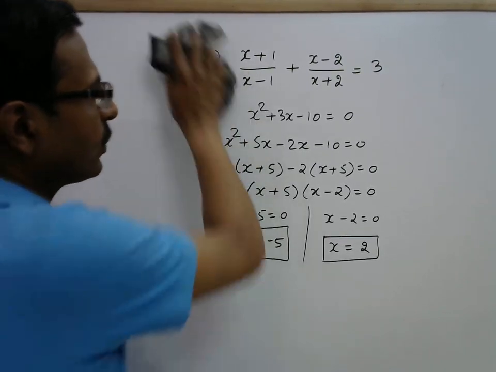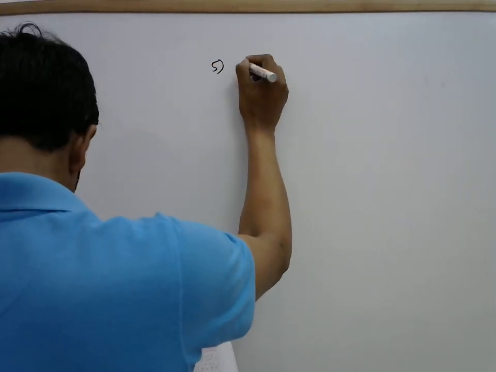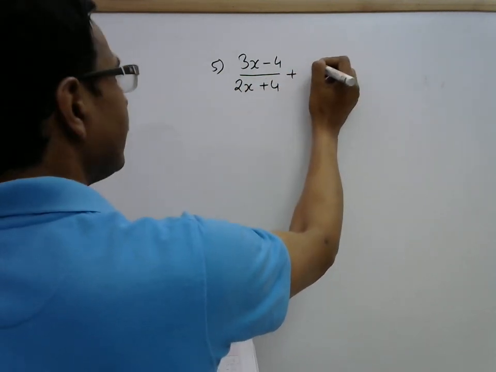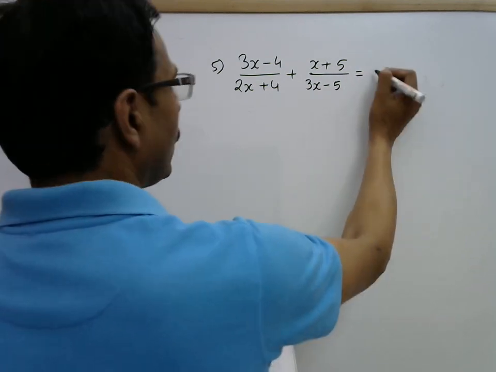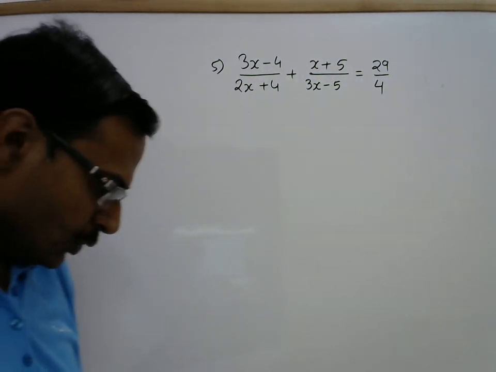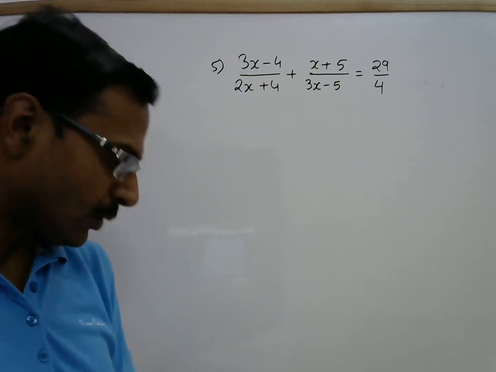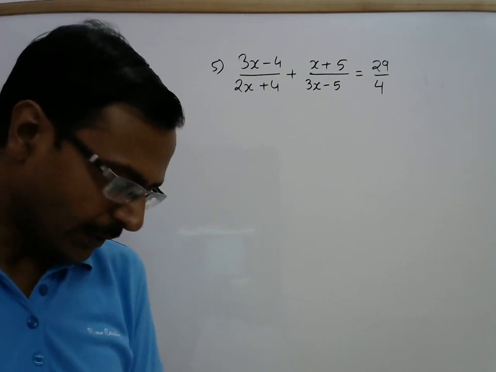Okay. So let's have the fifth question now. I will complicate the question a little bit now, because we need to solve some questions which are a little bit tougher, not much, but a little bit. Now the question, the fifth question: 3x minus 4 upon 2x plus 4 plus x plus 5 upon 3x minus 5 equal to 29 upon 4. So students, this is a question for you now. Let me know the quadratic equation which you will obtain on solving this one.